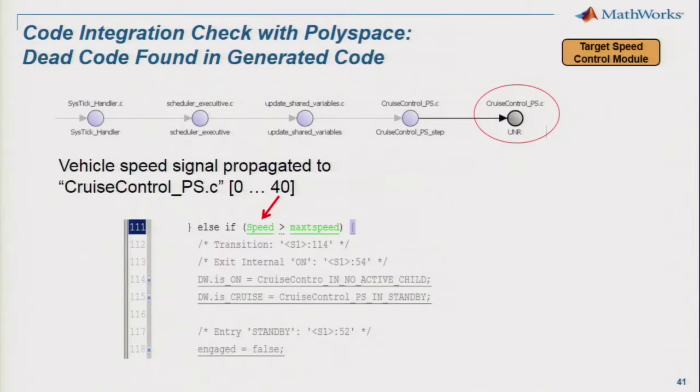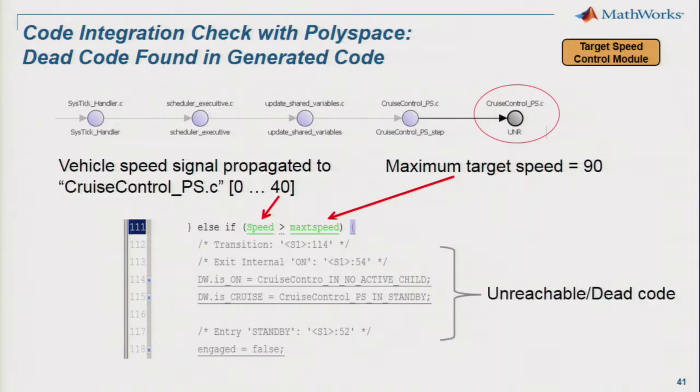All right. So let's look at what this unreachable code means. In this case, Code Prover knows the range of the speed is going to be from 0 to 40, and the max target speed is a constant. It's set to 90. So it will never reach that chunk of code. Okay. But in my model, I think I was able to get up to 160, but yep.